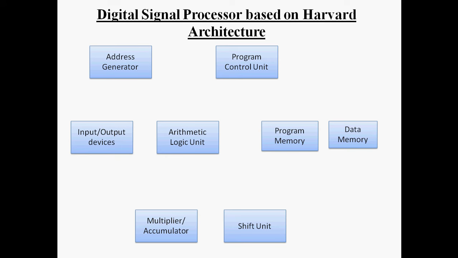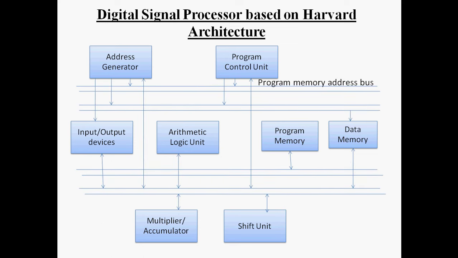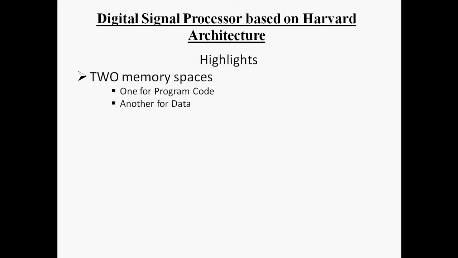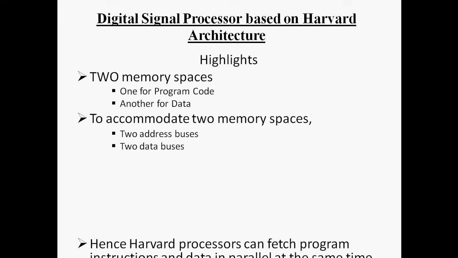As we have got program memory and data memory separately, we have got them associated with separate address buses. We have got two address buses for program memory and two address buses for data memory. Yes, this is how it looks, and this is the connection of all the building blocks to the address bus. If we consider the highlights of Harvard architecture, as I already said, there are two memory spaces, one completely dedicated for the program code and another for the data to be executed. And to accommodate these two memory spaces, there are two address buses and two data buses separately.